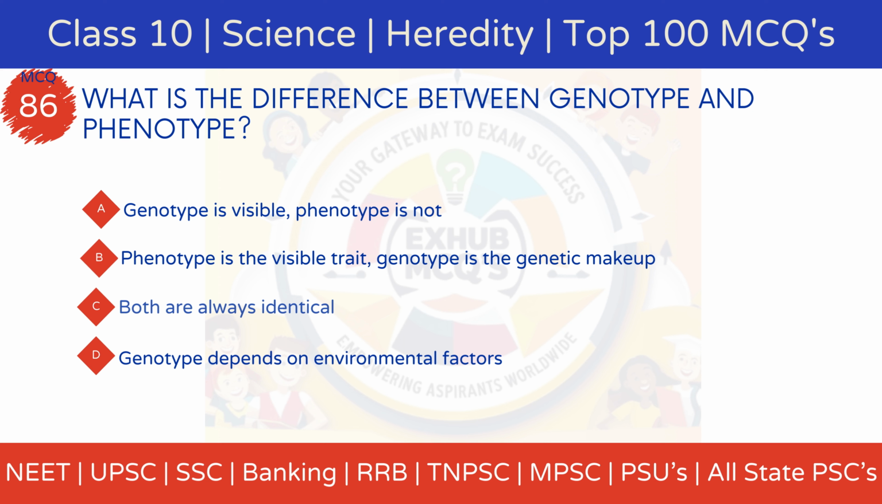Option A, genotype is visible, phenotype is not. Option B, phenotype is the visible trait, genotype is the genetic makeup. Option C, both are always identical. Option D, genotype depends on environmental factors.